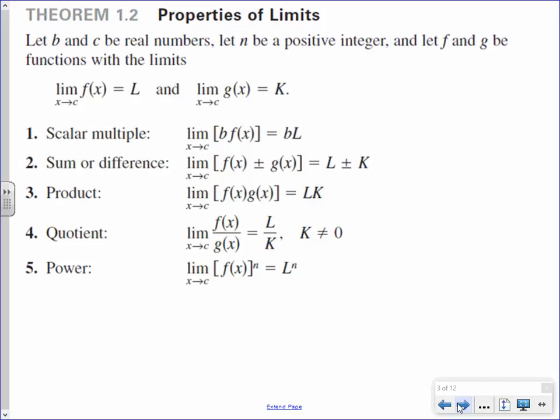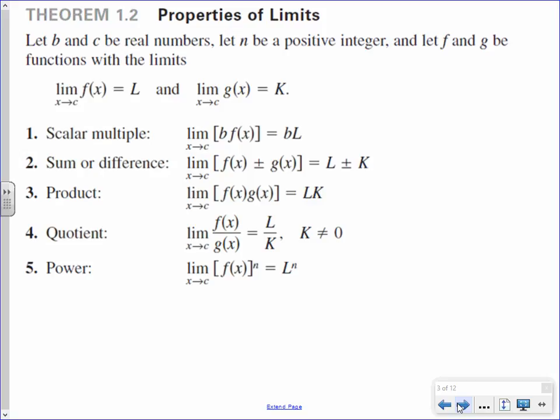If we're multiplying two functions inside of a limit, we can take their limits separately and multiply them together. With division, if we have two functions being divided inside of a limit, we can take their limits separately and then divide them. If we have a function raised to a power, we can evaluate the limit of that function and then raise it to a power.